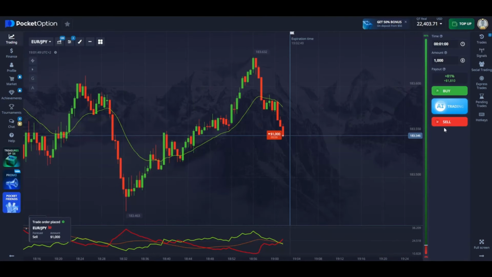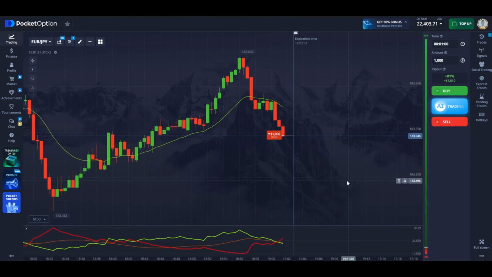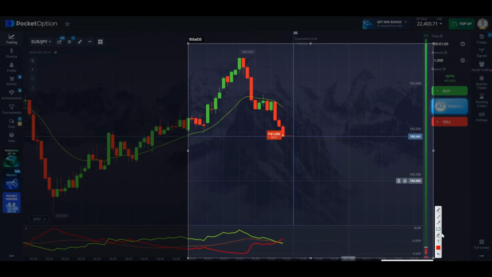And so here's our entry for a trade to go down. Let's break down this situation. The red line crossed the green one from below to above. Here's our first signal, and the price was below the moving average. So that's our second signal. This means we need to open a trade to go down.